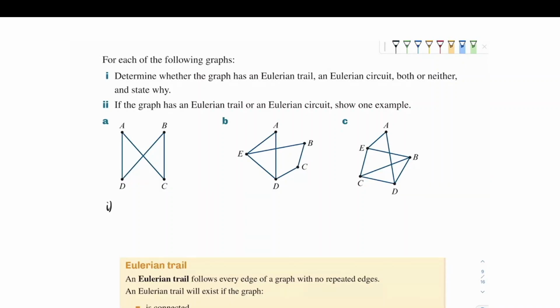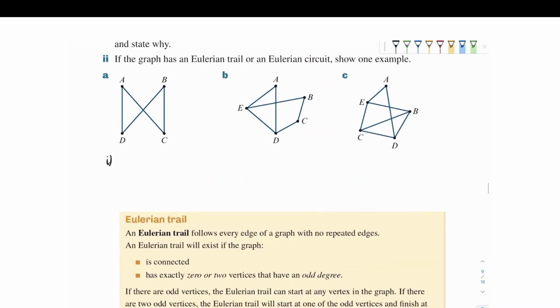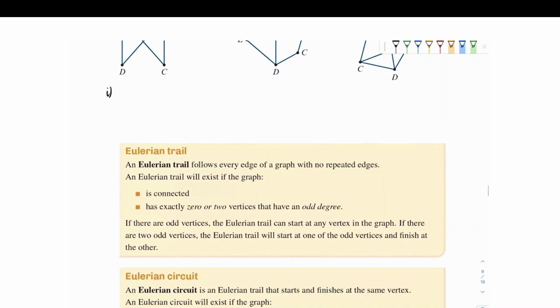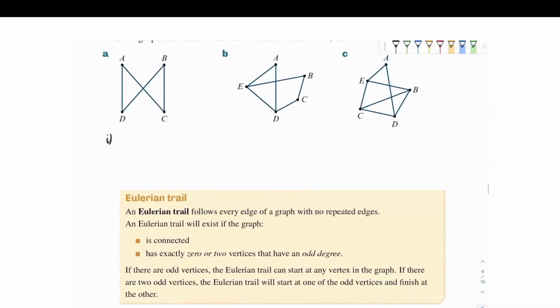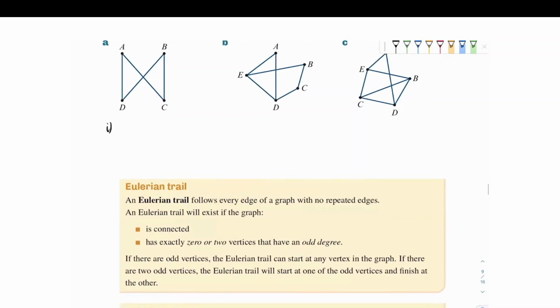The first one, let's have a look at the conditions for the trail and the circuit. So for the trail, we need the graph to be connected, and for the circuit, we also need the graph to be connected. And if you have a look at this graph, it is indeed connected, so we've already satisfied that condition for both. Now, the second condition for the trail is that it has to have exactly 0 or 2 vertices that have an odd degree.